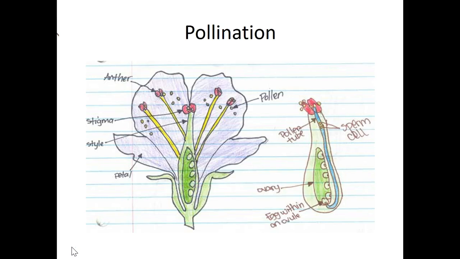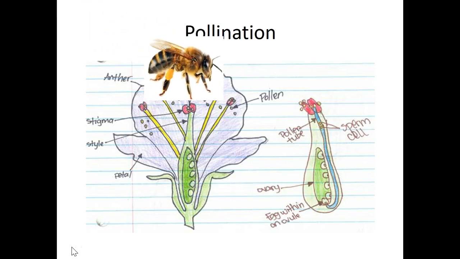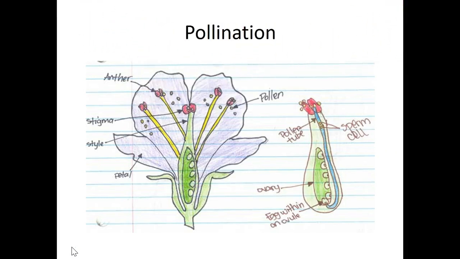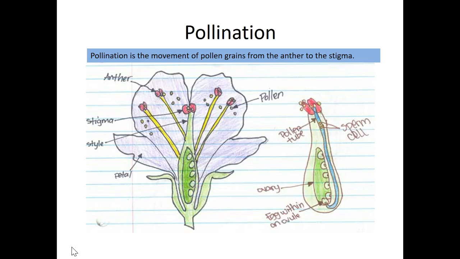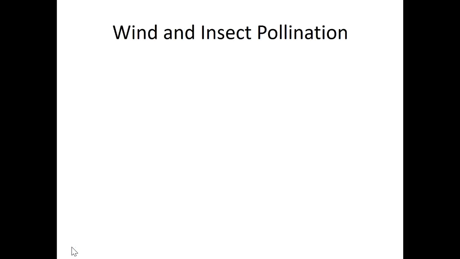Now, what is pollination? Give yourself 5 seconds to come up with the answer. What does pollination mean? And I hope you know that pollination is the movement of pollen grains from the anther to the stigma. Now, how does this happen? Well, there are two common ways which pollination can happen.